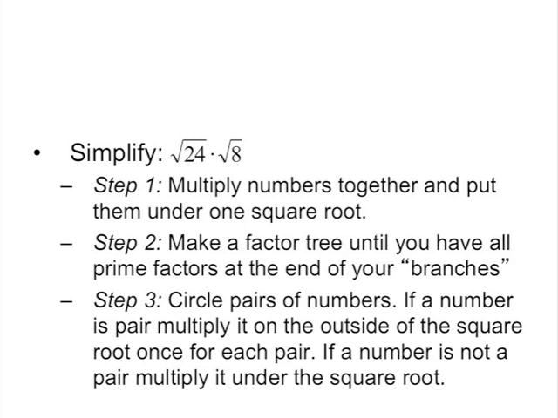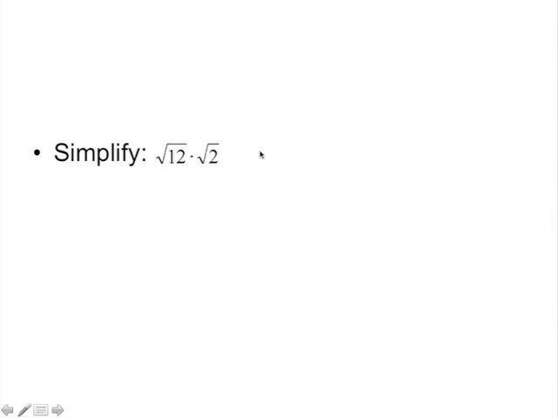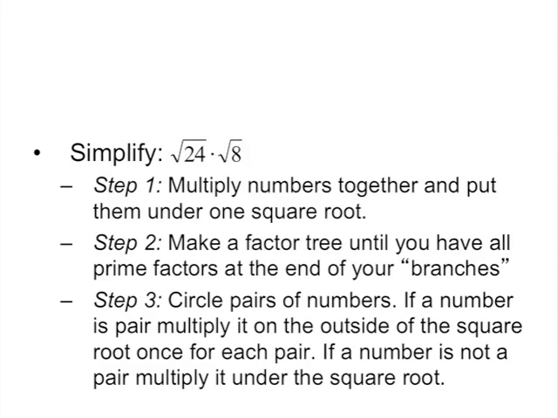So for this problem, first thing we would want to do is multiply. Multiply the 24 times 8 and put that underneath one square root. It's 192? Alright, so I get square root of 192. Then what we want to do is think about square roots that would divide into there. Perfect squares that are going to divide into there.